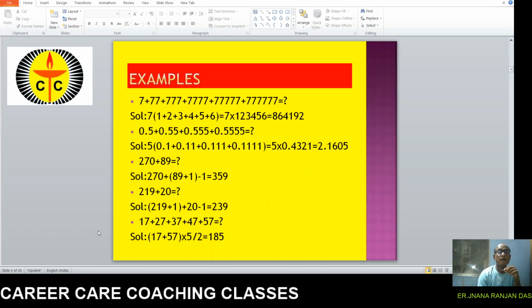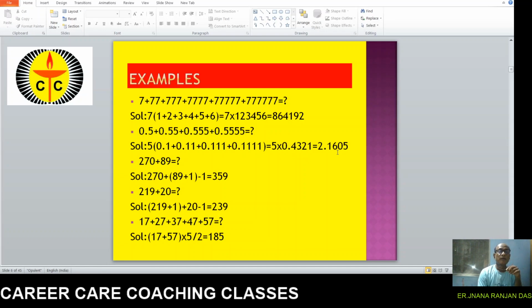What is the number of terms? Number of terms 1, 2, 3, 4. So this will be 0.4321, starting from 4 and ending at 1, 0.4321, 5 into that, and the answer is 2.1605.